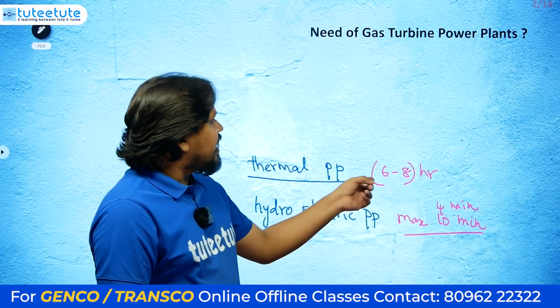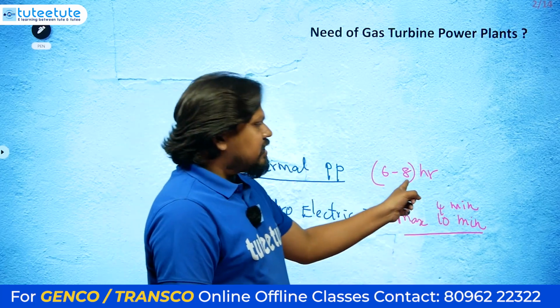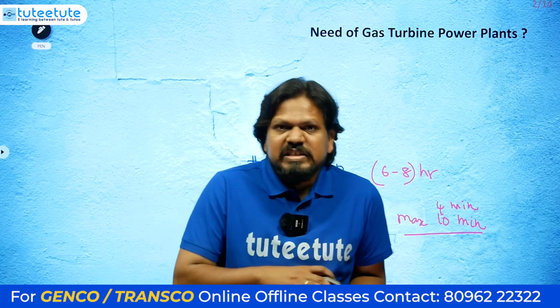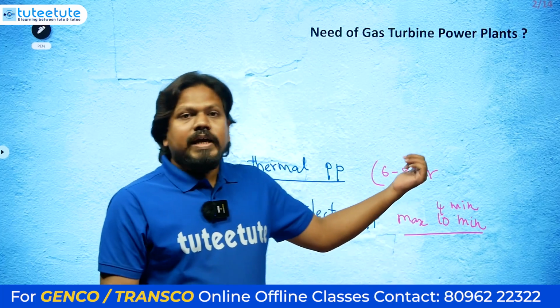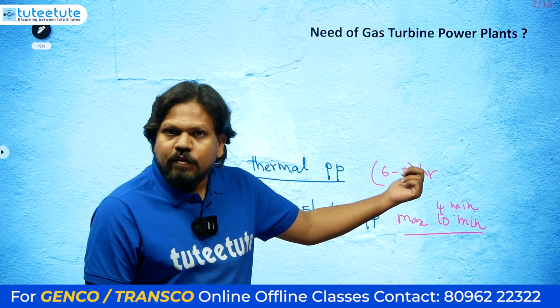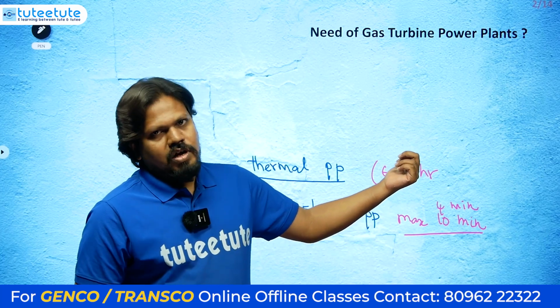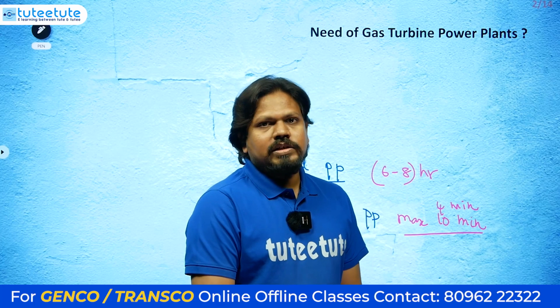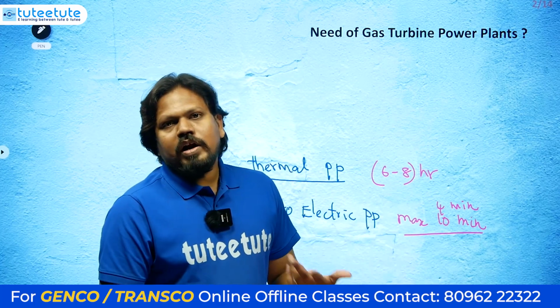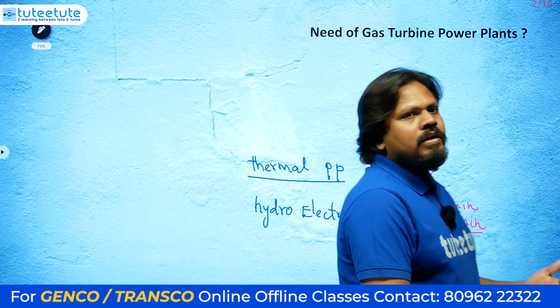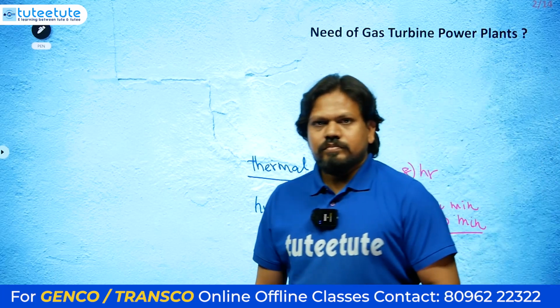This power plant will take 6 to 8 hours. Even if it is running as a hot reserve, that means it is ready to give, it will take at least 1 to 1.5 hours. Previously it was 2 hours. Now at present we have thermal power plants which give at 1 hour of preparation time. So within 1 hour they can start generation.